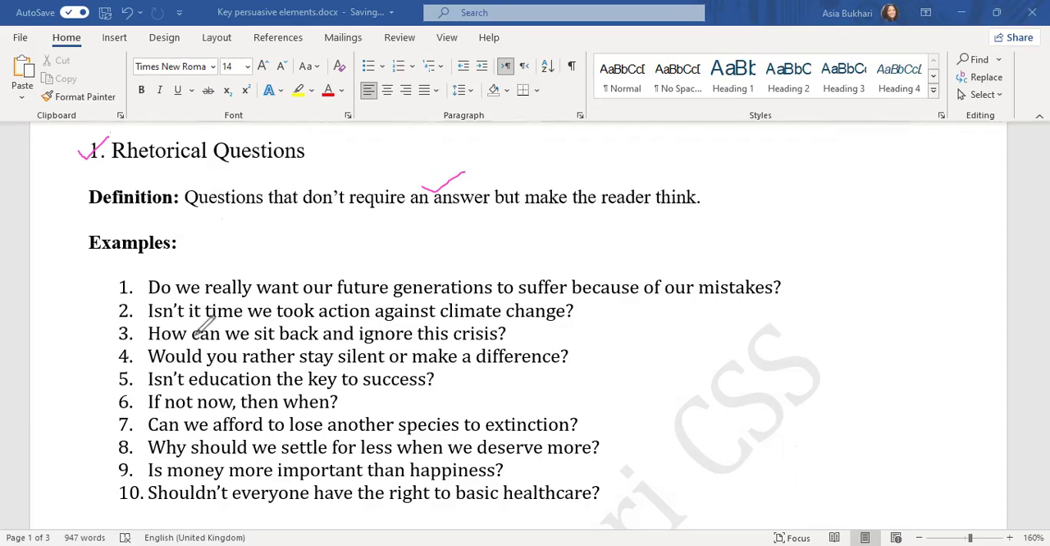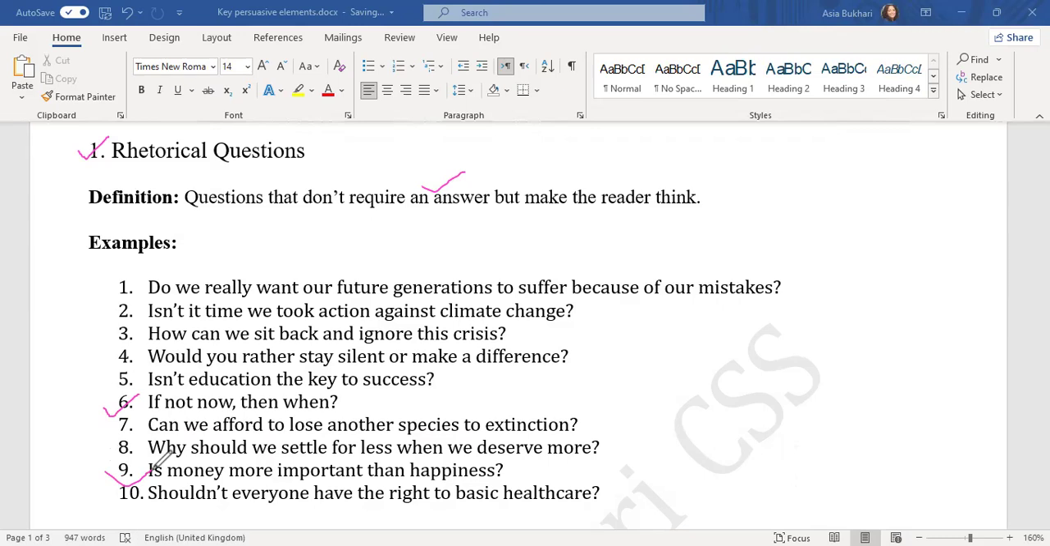Let's look at some examples. If you're putting a rhetorical question like this, if not now, then when? See that it is going to be really effective. It means that there is an audience in front of you and you are engaging them, you are talking to them. Look at this another question. Is money more important than happiness? So see that this question does not require a response.